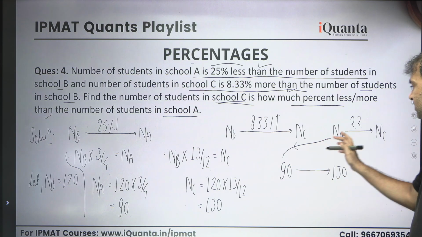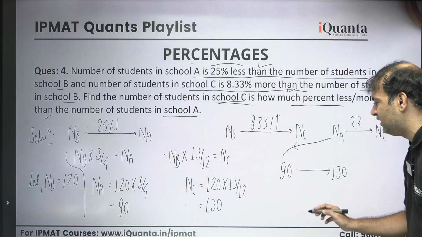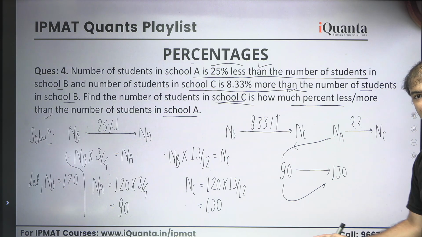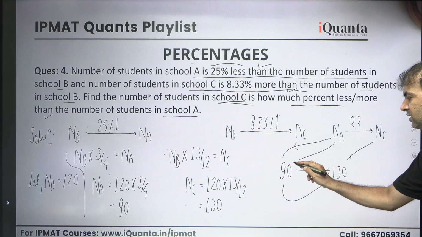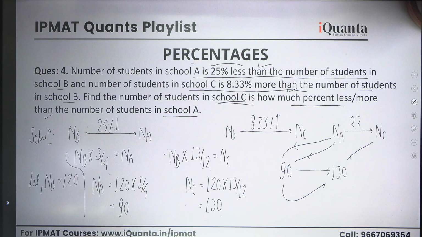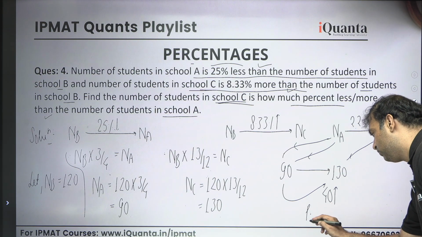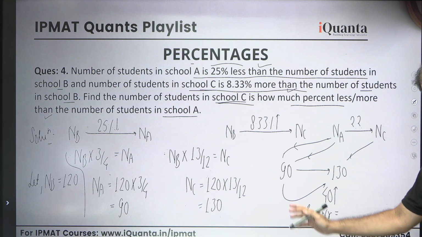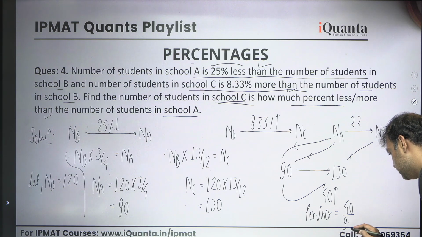The final question. So students in A is 90, school C is 130. So we just need to find out that 130 is how much percent more than 90, because 130 represents students in school C and 90 represents the students in school A. Simple. So this is 40 more. What should be the percentage increase? Percentage increase is always: increment is what percentage of the initial value. Increment is 40, initial value is 90. So we just need to find that 40 is what percentage of 90.